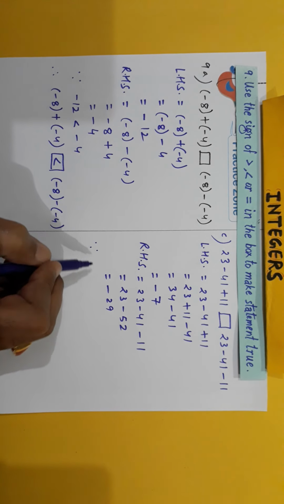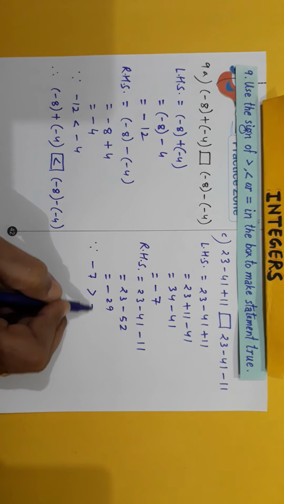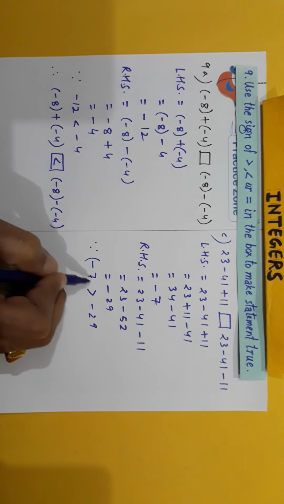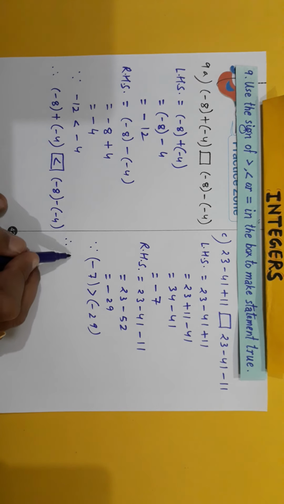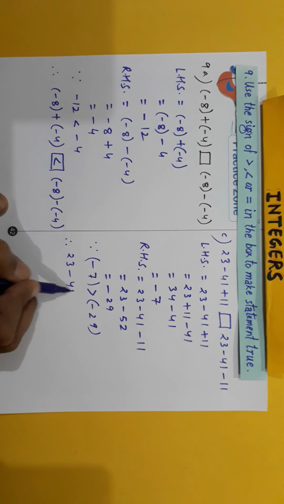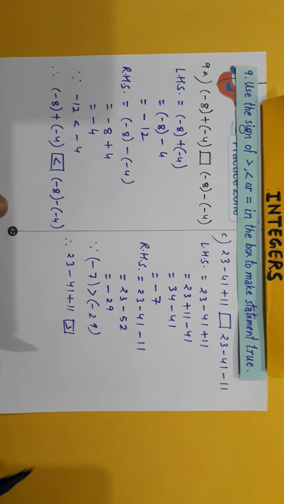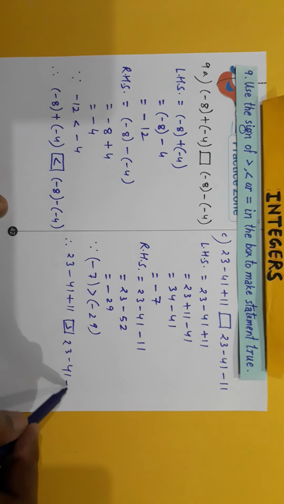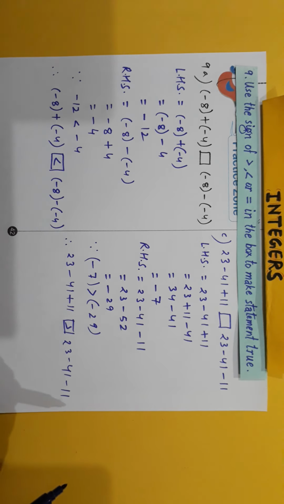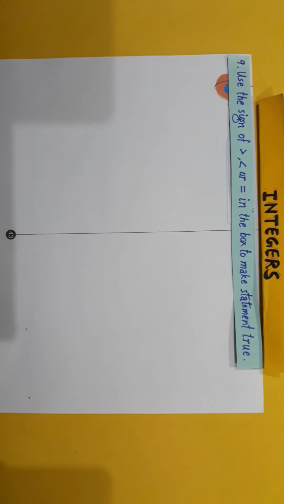Now what is happening is that minus 7 is greater. Since minus 7 is greater than minus 29, therefore 23 minus 41 plus 11 is greater than 23 minus 41 minus 11. Now after C part, let us do E part.